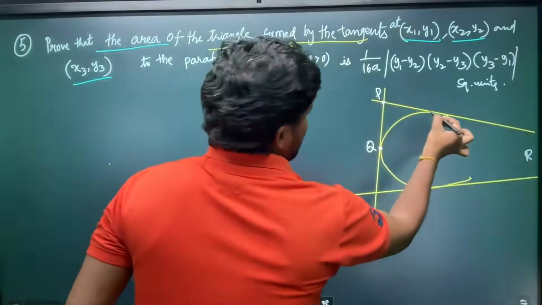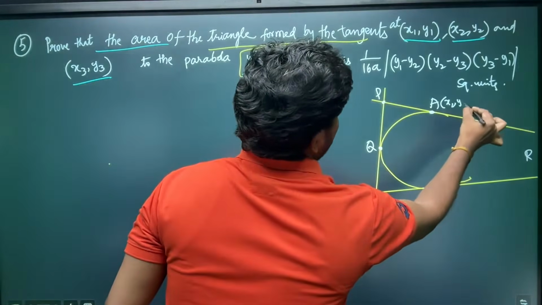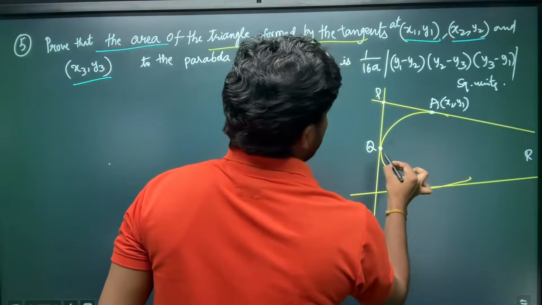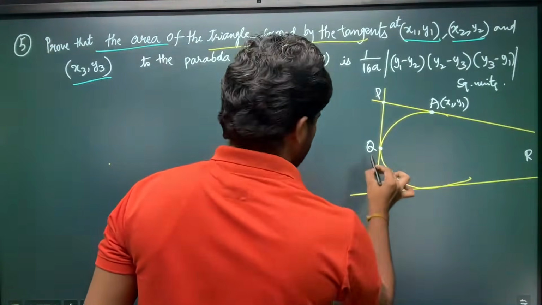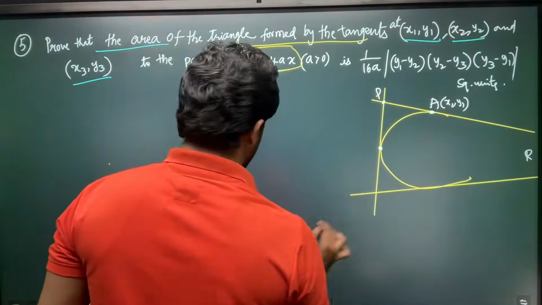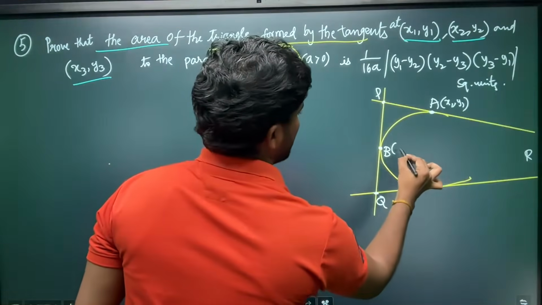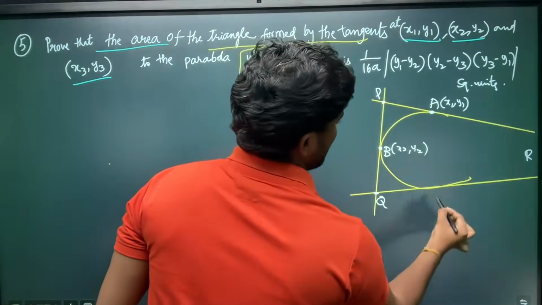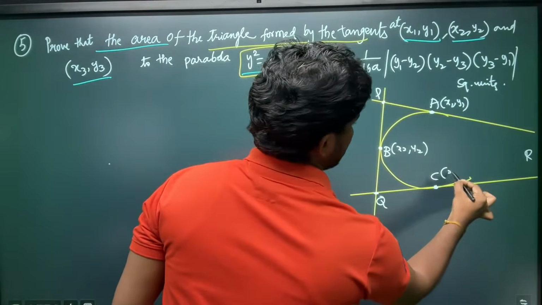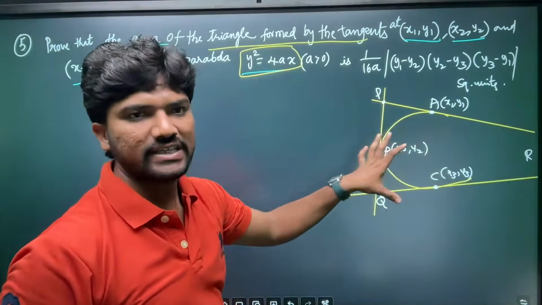So now at this point take this point as capital A, here x1 comma y1. And this is capital B, x2 comma y2, and take this point as capital C, x3 comma y3. So now at these 3 points we have 3 tangent equations.